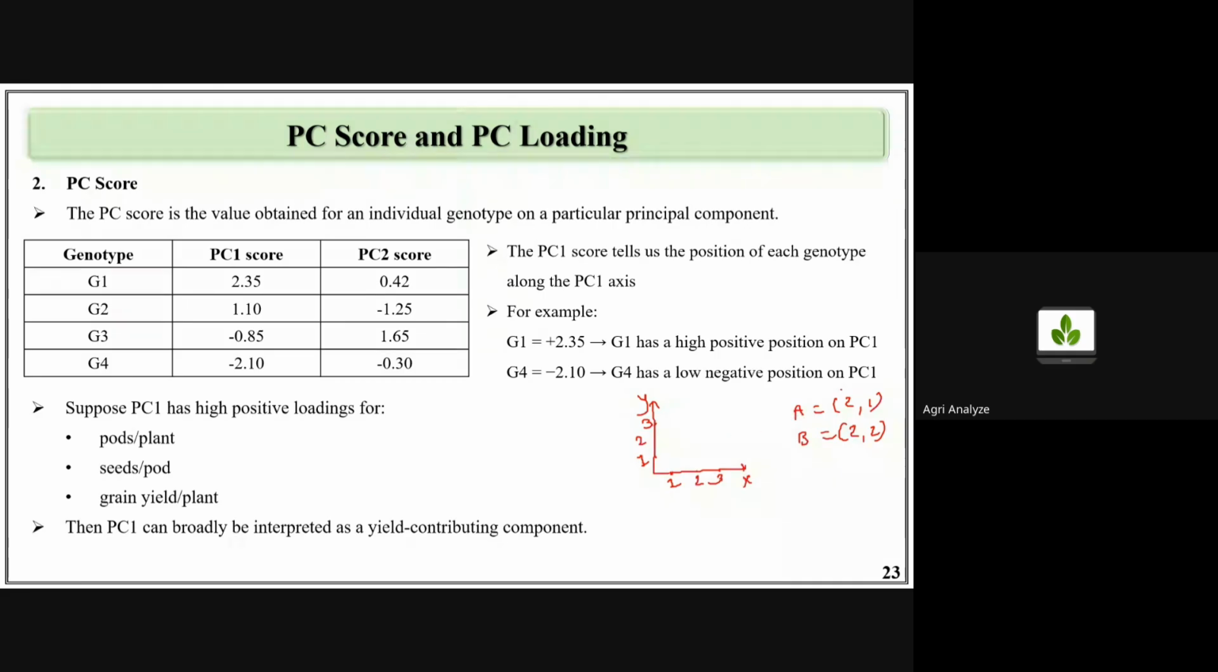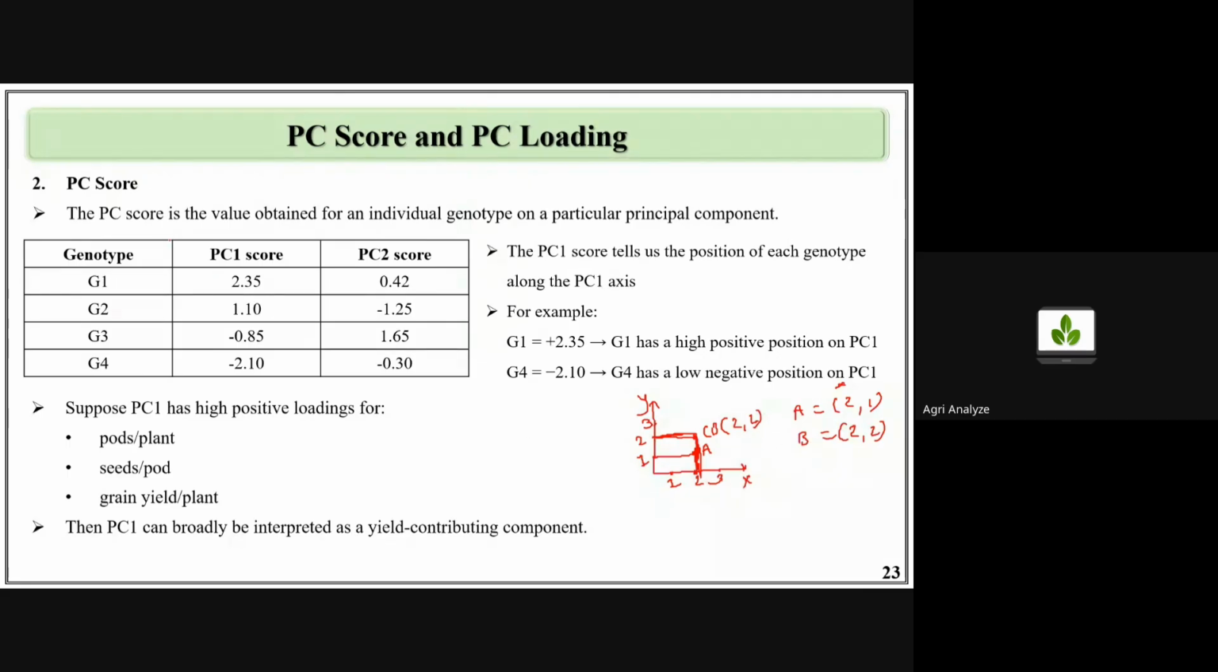The X value for A point is equal to 2, and the Y value for this A point is 1. So this is the point of A. You got it? How we point the A in this graph? Same for B. It is 2 and here it is 2. So this way we point the A and B in this graph.